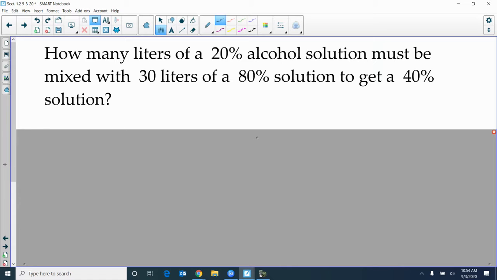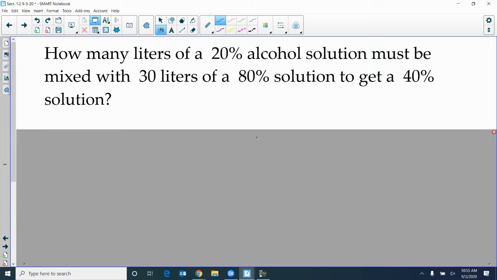Well, what's the percent of the first one? It is 20%, 0.2. I'm going to come back to the amount. What's the percent of the second one? 80, 0.8, and the mixture is 0.4. The final mixture has to be between those two. You can't exceed the highest one, and you can't be lower than the lowest one. All right, how about the amount?